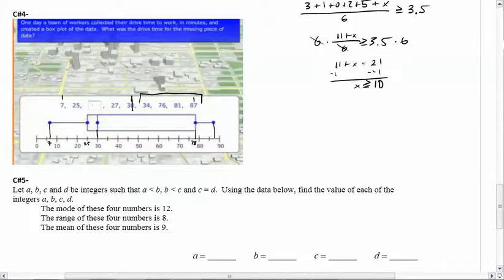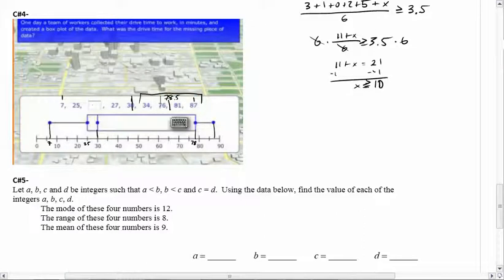So 1, 2, 3, 4. It should be right in the middle of those two little ones right there. And right in the middle of those two, 76 and 81, would be 78.5, which is pretty close to what I was guessing. I have no idea what's going on with my pen.